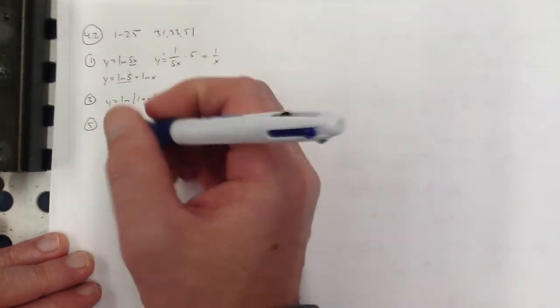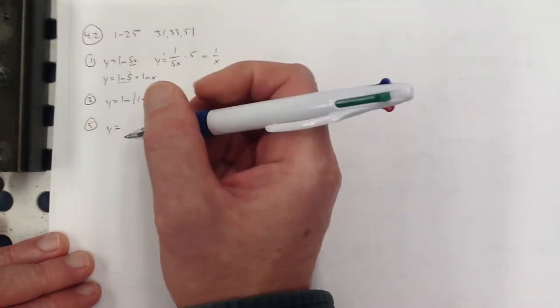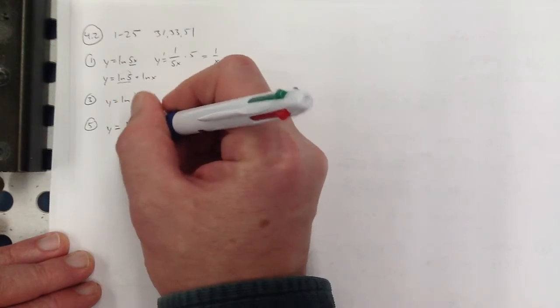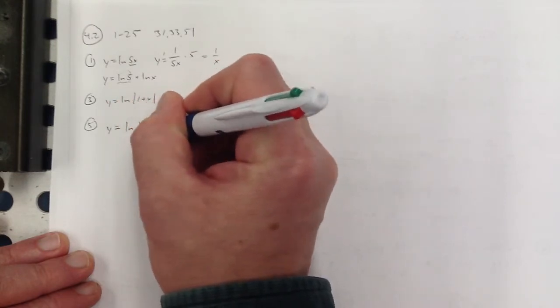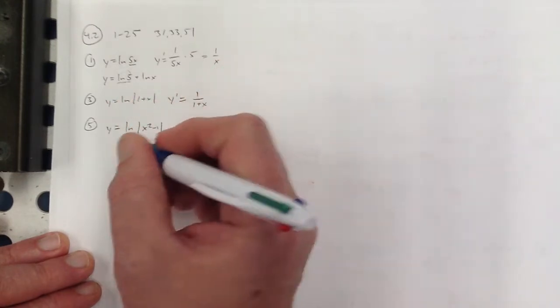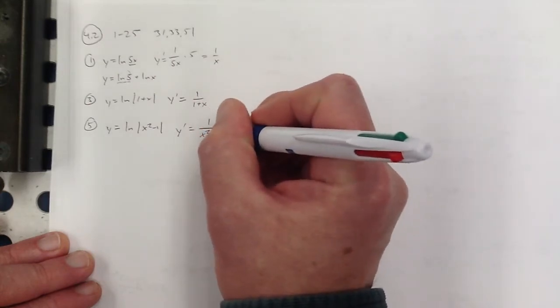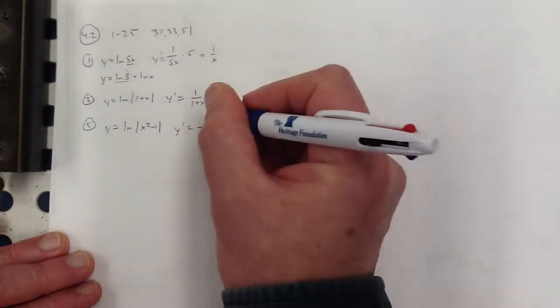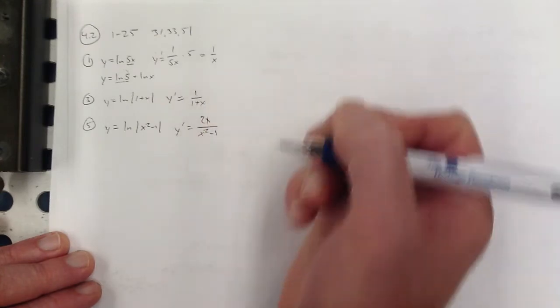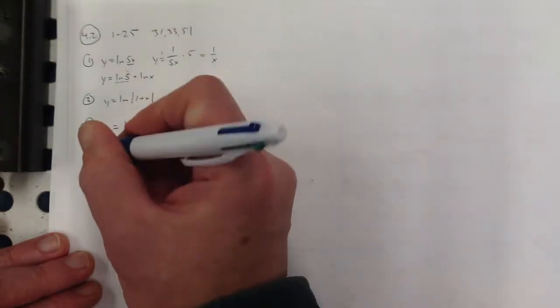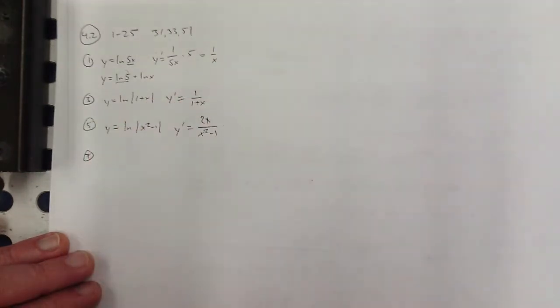All right. How about y equals natural log absolute value of x squared minus 1. Y prime is 1 over x squared minus 1 times the derivative of what's inside. I'm going to go ahead and just put that on top. You could put it off to the side. That's fine. No simplifying that can be done there.